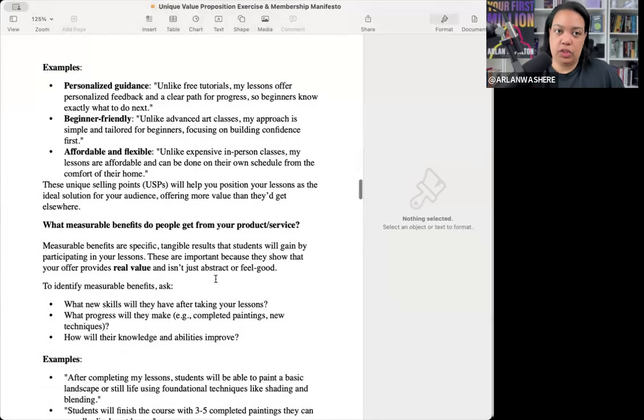So another example is you could give them personal guidance. So, unlike free tutorials, my lessons offer personalized feedback and a clear path for progress so beginners know exactly what to do next. I can't overstate how important it is to help people in a step by step way with anything you're doing, no matter what it is. And so much of what we do, we think that the earliest steps are kind of like a given, like, oh yeah, everybody knows how to do that because I know how to do that.